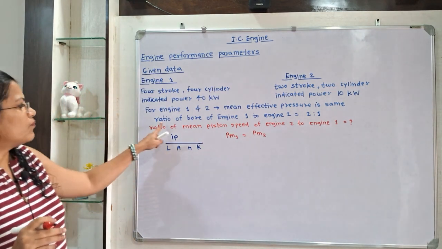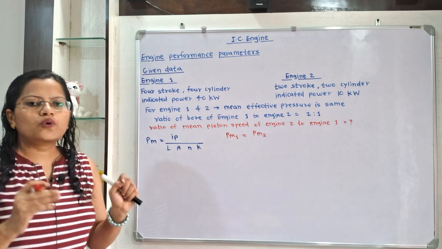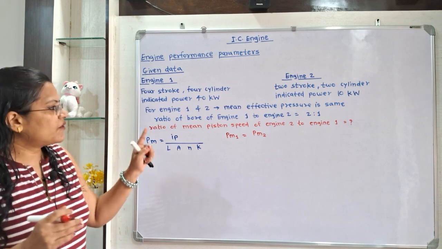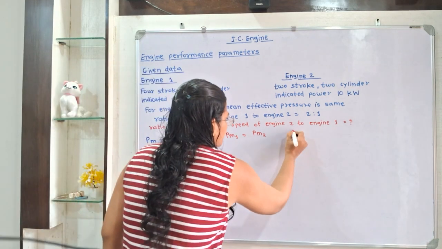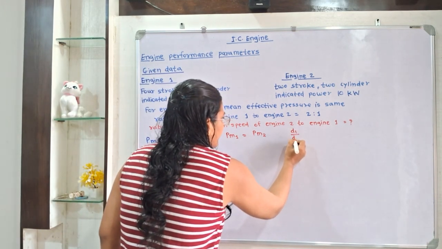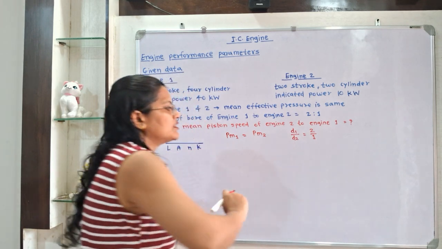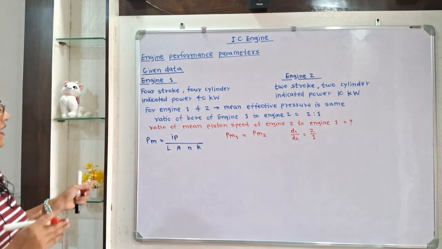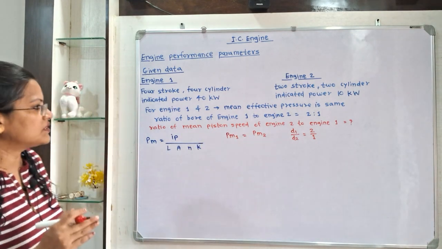The ratio of bore of engine 1 to engine 2 is 2:1. So here the ratio of bore is given. For engine 1 it is D1, so D1 by D2 is equal to 2:1. So this ratio is mentioned, and we have to find out the ratio of mean piston speed of engine 2 to engine 1.